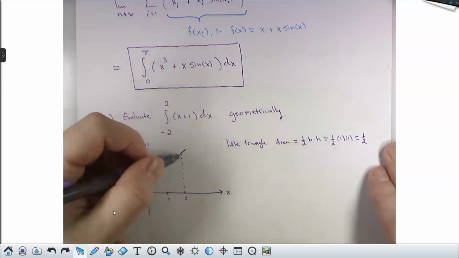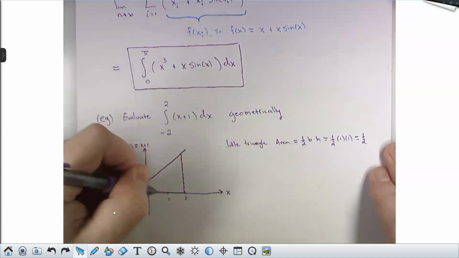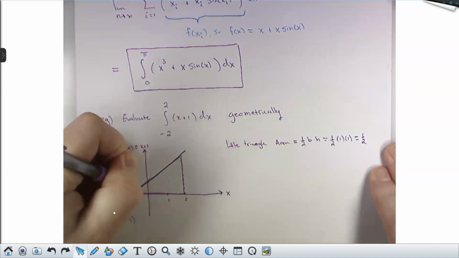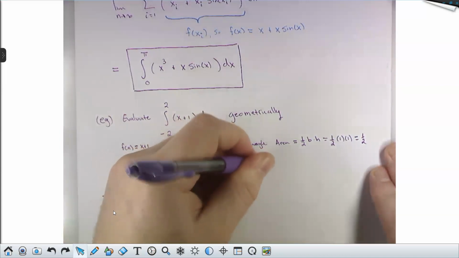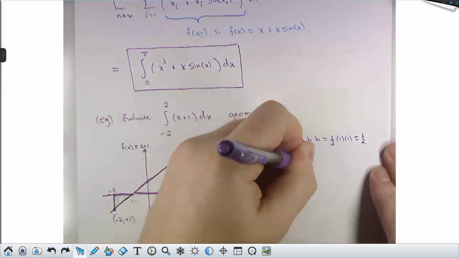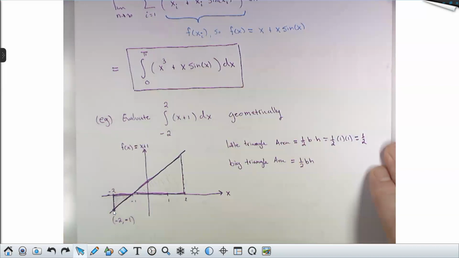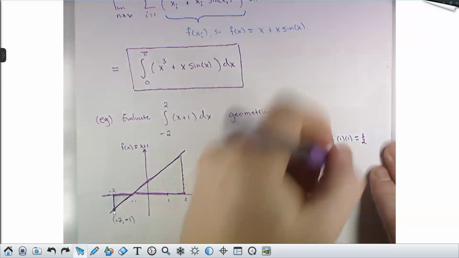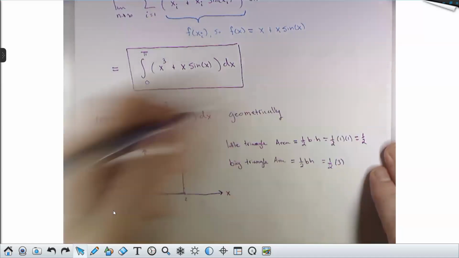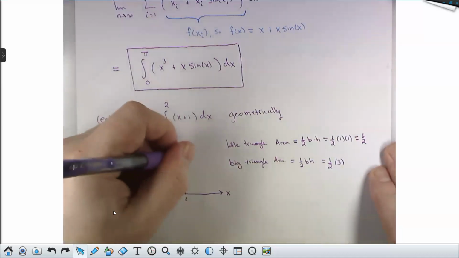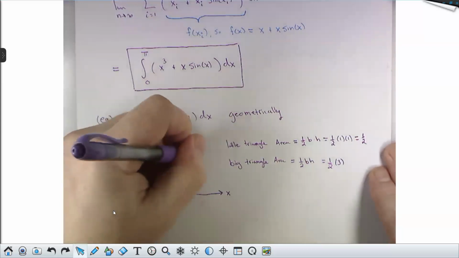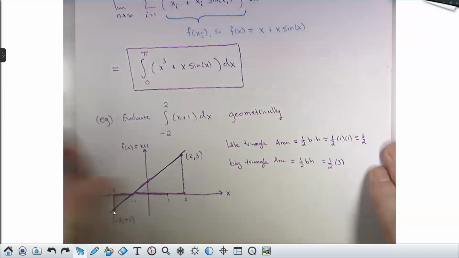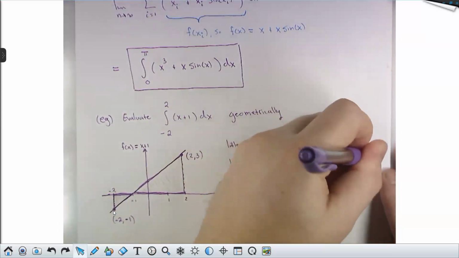Let's play the same game over here. I've got this triangle. So the big triangle area is also 1/2 base times height. Its base goes from -1 all the way out to 2. So what is this length? 3. Good. And to find the height up here, we need to know what is the y value on that graph. So this is 2 comma what? Good, 3 again. All right, because if you plug in 2 here, you get 2 plus 1 is 3. So this is 1/2 times 3 times 3, which is 9/2.